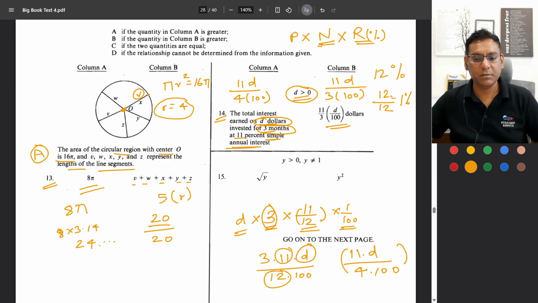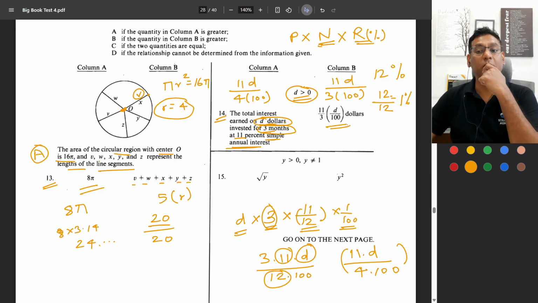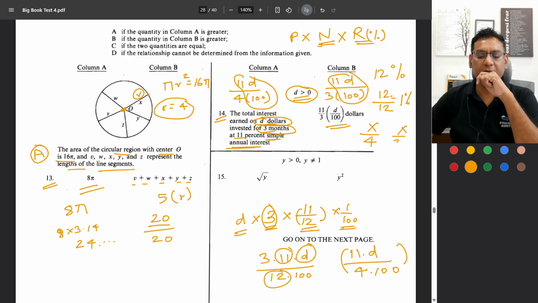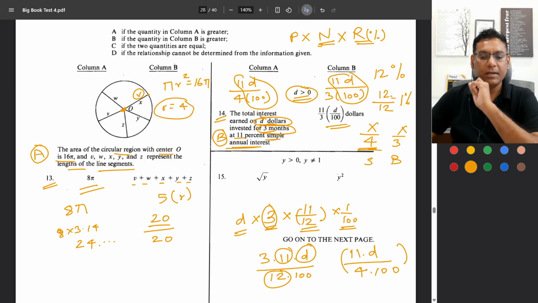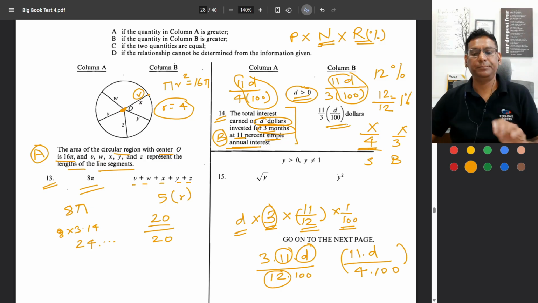Positive investment. It's an actual number, right? A whole number. So basically this quantity is the same. Let's say that is x, so I have x by 4 and x by 3, x being positive. Obviously, if I divide a positive quantity by a higher denominator, which is 4 here, I'll get a smaller answer. So this is going to be something small, this is going to be something big. That means answer choice B is the correct answer. Correct? This requires you to know the formula.